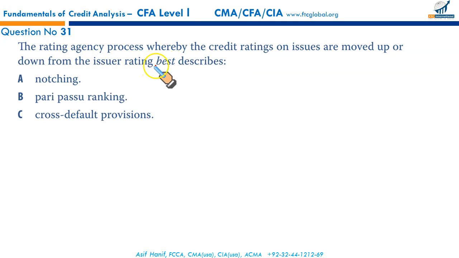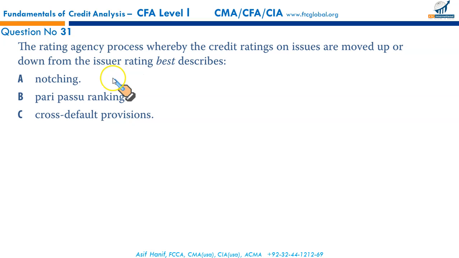Next, the rating agency process whereby the credit rating on issues are moved up or down from the issuer rating. Issuer rating we just discussed in the previous question, question 30, and the previous one as well, is what you call the rating on senior unsecured bonds. So the rating agency process whereby the credit ratings on issues are moved up or down from the issuer rating is best described as notching, right? And what is the issuer rating? Senior unsecured loan or bonds.